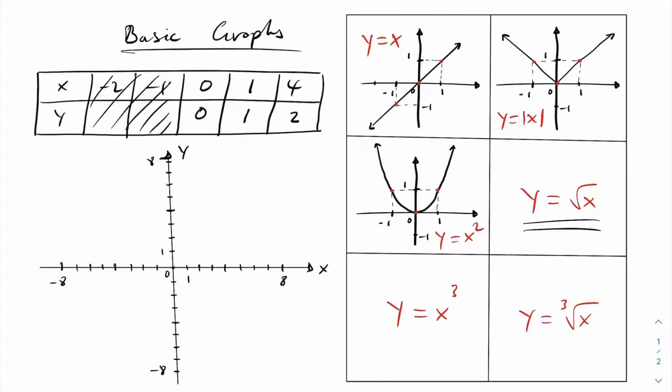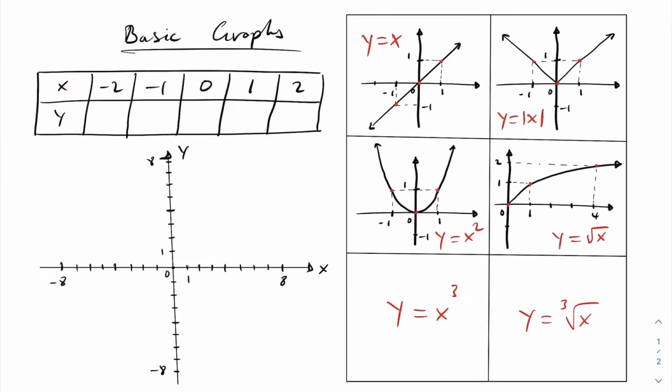And so with these 3 points, I can plug them into my draft, and I'm going to have 0, 0 here, 1, 1 here, and 4, 2 here. And then connecting all those points would give me my draft for the function y equals the square root of x. Next, we're going to move into the y equals x cubed draft.